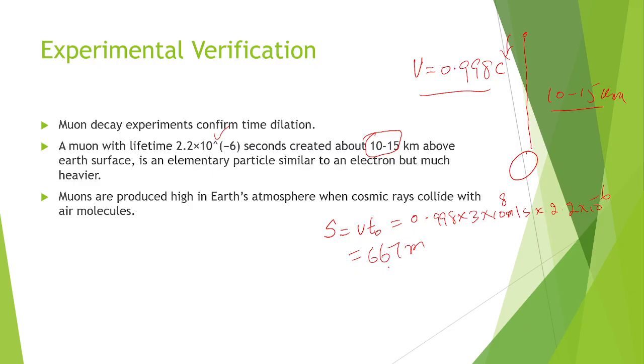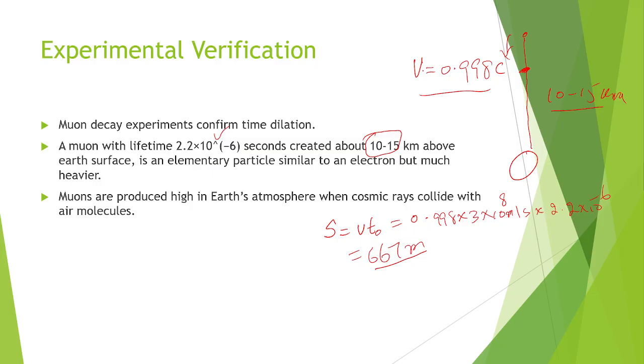So it will never reach. If it covers this much distance, it will never reach the surface of the Earth, because it is at least 10 kilometer above the Earth's surface. So this is 667 meter distance. It will decay somewhere over here, and never reach the surface of the Earth with this classical calculation. But this is not the actual picture.